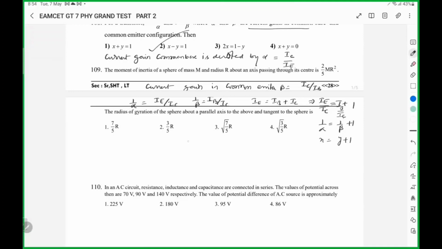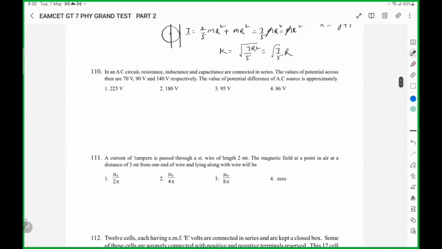Now the radius of gyration of a sphere about an axis parallel to the tangent to the sphere. Through the center of mass, it is 2 by 5 mr square. About this axis, by the parallel axis theorem, I will be this plus mr square, which is 7 by 5 mr square, equal to mk square. So the radius of gyration is root of 7 by 5 r.